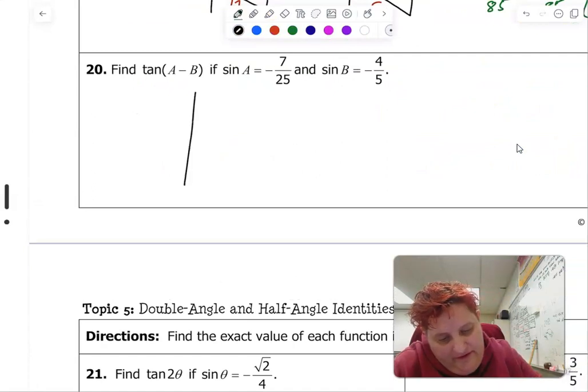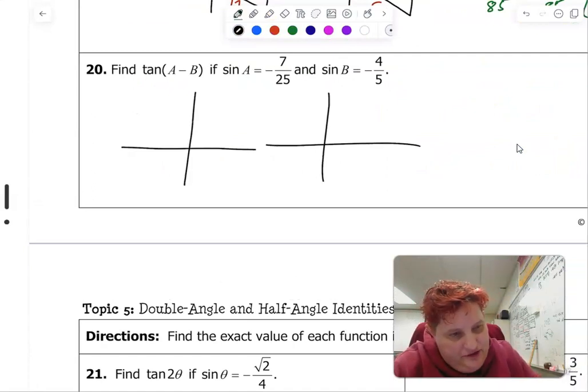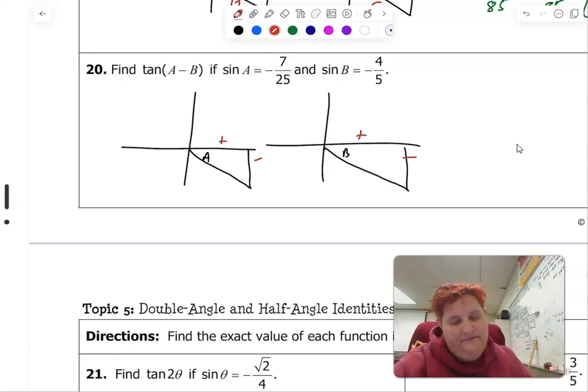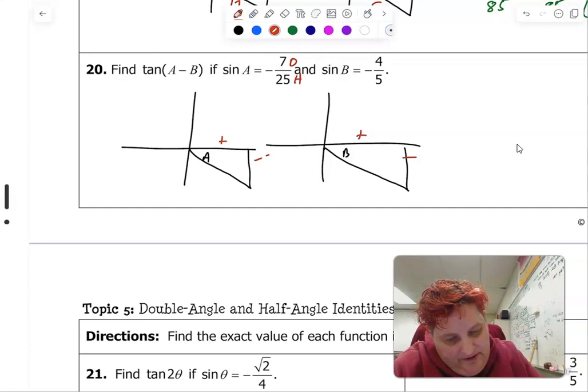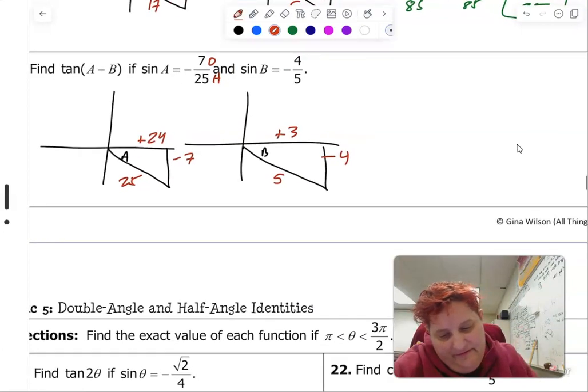Let's do one more of these for tangent. Here's triangle A, here's triangle B. That goes positive, negative. Sine of A is opposite over hypotenuse. That's negative 7 over 25, the 7 is the negative, and that's a triple, 7, 24, 25. The sine of B is opposite over hypotenuse, and that's a triple, 3, 4, 5. Okay.